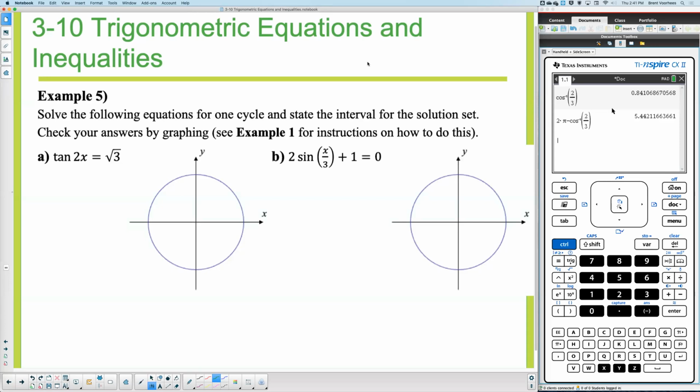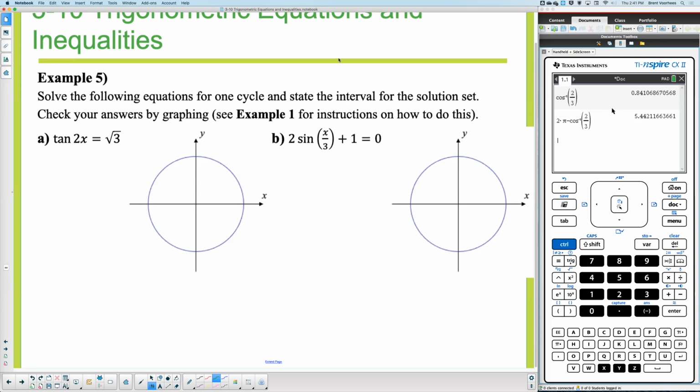All right, so now we're going to look at example 5. It says here to solve our equations for 1 cycle. I want you to make note of this. We want to solve it for 1 cycle and then state the interval for which it's true. And then we're going to check our answers by graphing. Okay, so here we go.